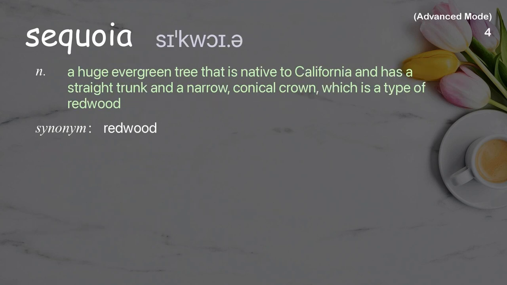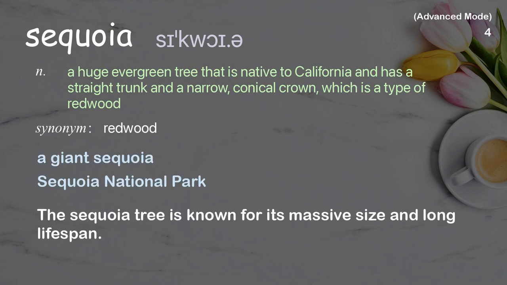Sequoia. A huge evergreen tree that is native to California and has a straight trunk and a narrow, conical crown, which is a type of redwood. Examples. A giant sequoia. Sequoia National Park. The sequoia tree is known for its massive size and long lifespan.